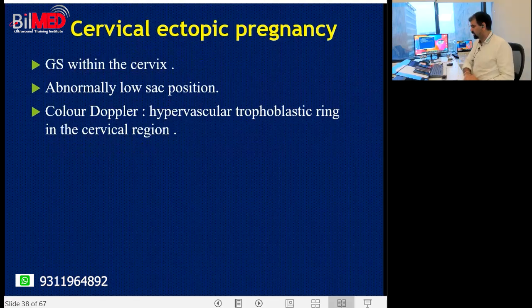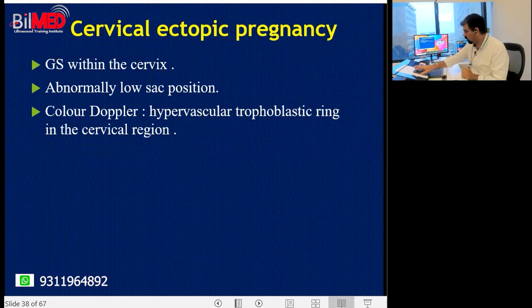The last point which we discussed is that we can have a cervical ectopic. But the more important point is how to differentiate this cervical ectopic pregnancy from a nabothian cyst. Let's take nabothian cyst first. Nabothian cysts are also in the cervix. How to differentiate a nabothian cyst from a cervical ectopic?